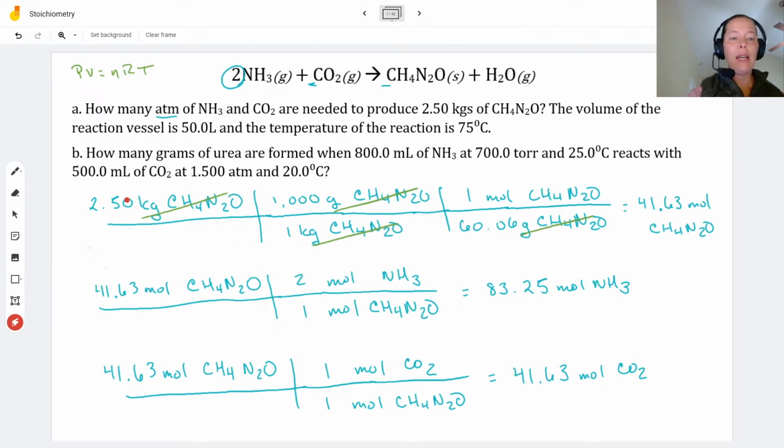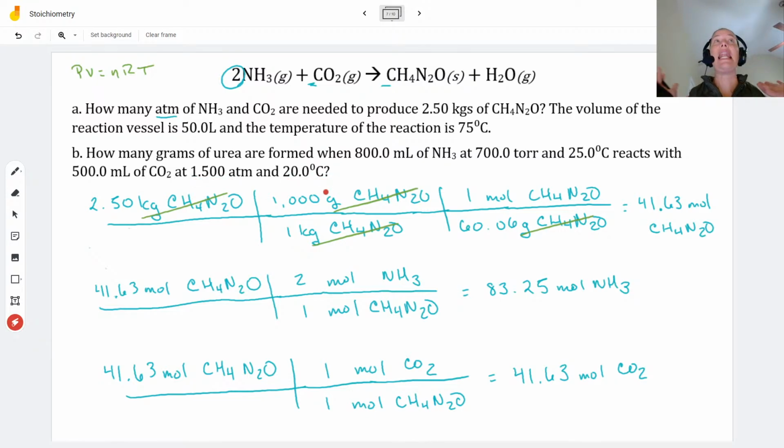So part B, how many grams of urea? Again, urea is this guy right here, CH4N2O. How many grams of urea are formed when 800 milliliters of ammonia at 700 torr and 25 degrees Celsius reacts with 500 milliliters of carbon dioxide at 1.5 atmosphere and 20 degrees Celsius?